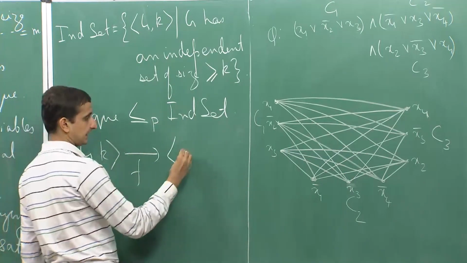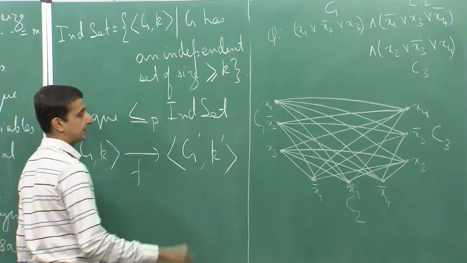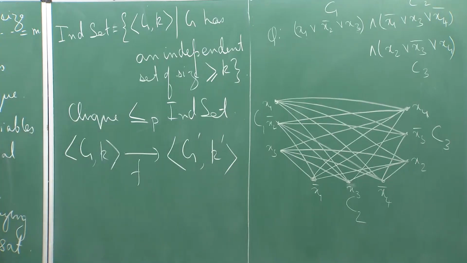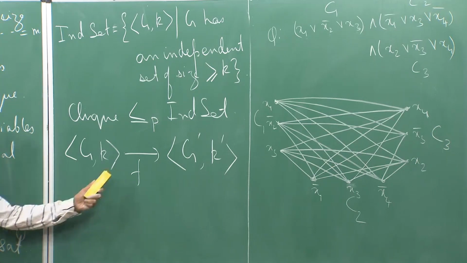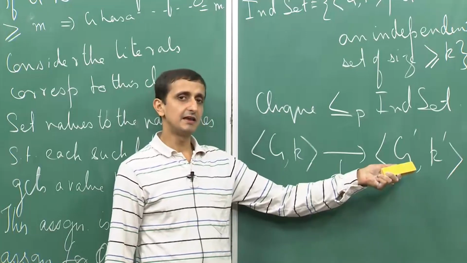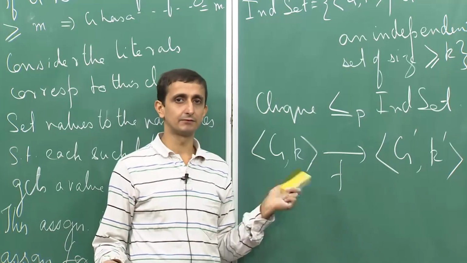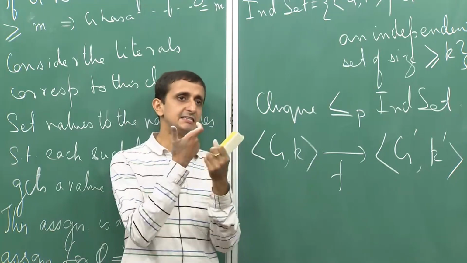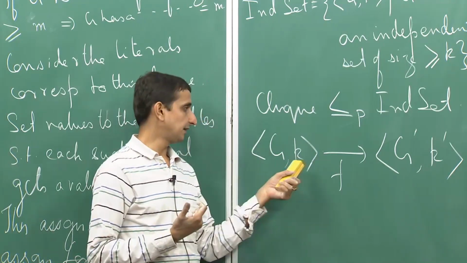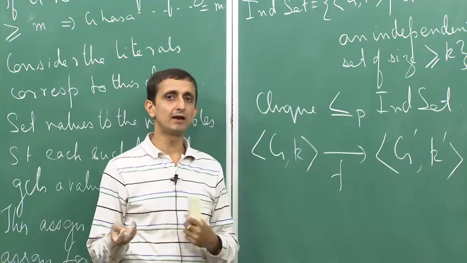I need to give a different name, so I will call it G prime comma K prime. This reduction is very simple. What essentially the reduction does is it computes the complement graph. So, G prime is the complement graph of G. Wherever G has an edge, in G prime you will not have an edge, and if G does not have an edge, then in G prime you have an edge.